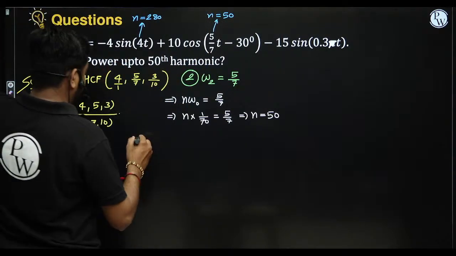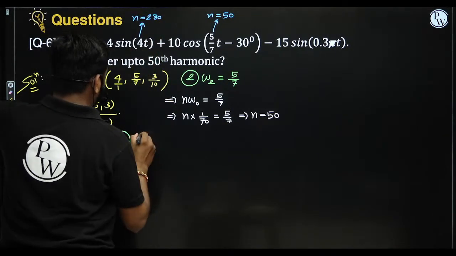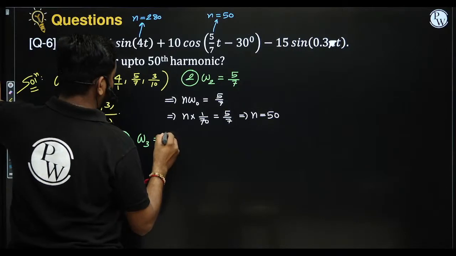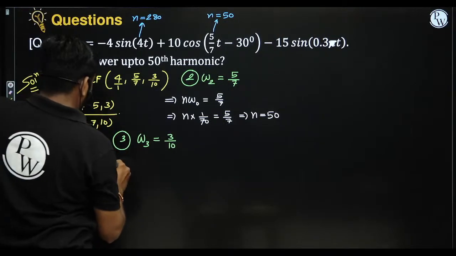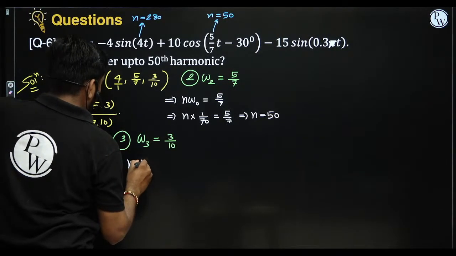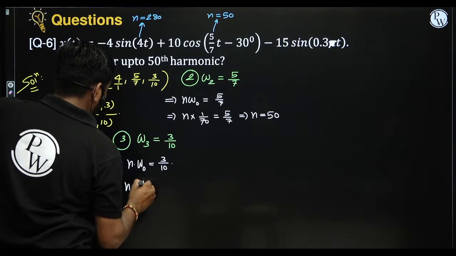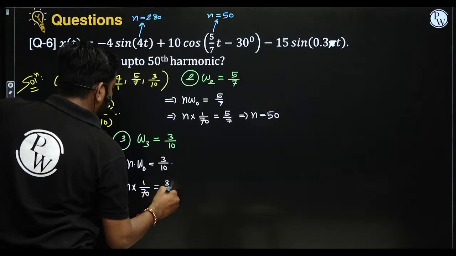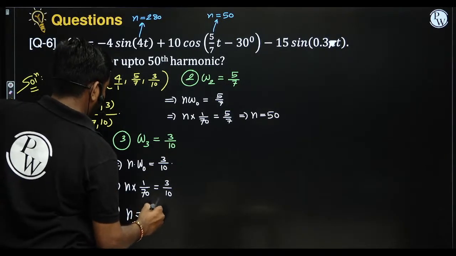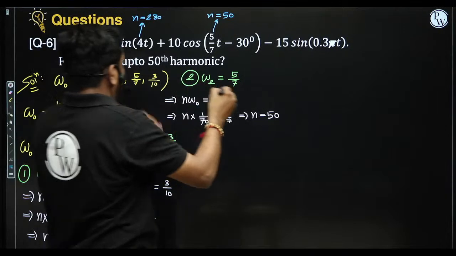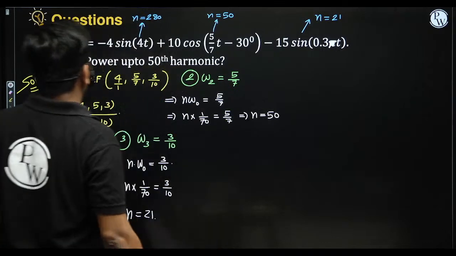Now the third case, guys. Third frequency, omega 3 is equal to 3 by 10. Compare it with n omega 0. So n into omega 0 is equal to 3 by 10, where omega 0 is 1 upon 70. So from this, the value of n is equal to what? 21, guys. So n is equal to 21. Now what is the question?